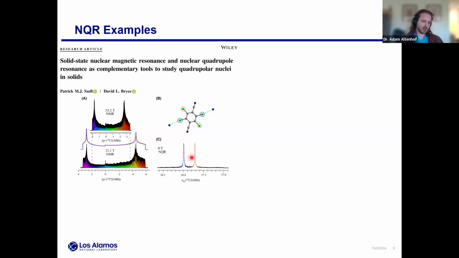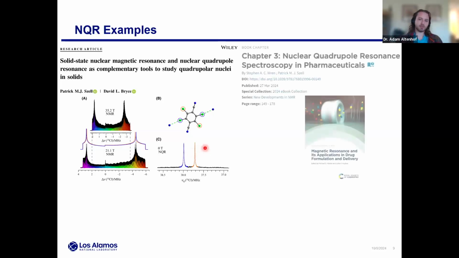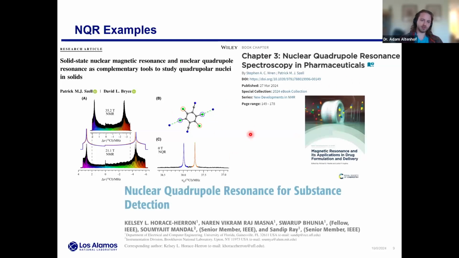And you can still characterize the tensors from this, perhaps with Zeeman perturbed NQR, even just from nutation experiments. Another book chapter from Pat Zell and Stephen Wren talks about how NQR is used in pharmaceuticals. So a lot going on in material science. And then a recent review article from Sumanjit Mandel talks about NQR used for substance detection and these illicit materials, more like what we'll get into here.